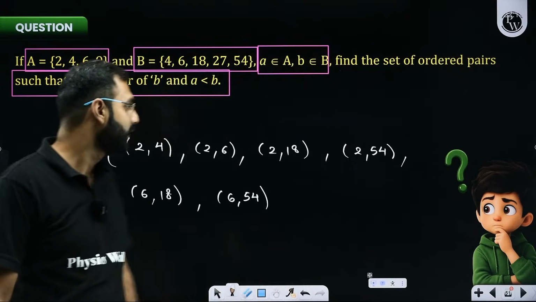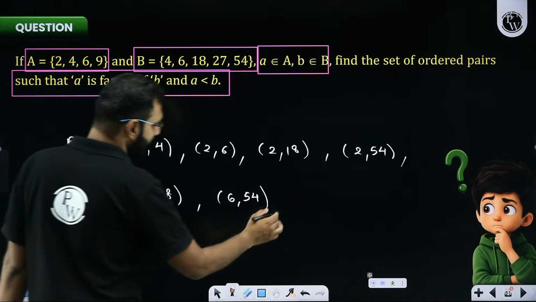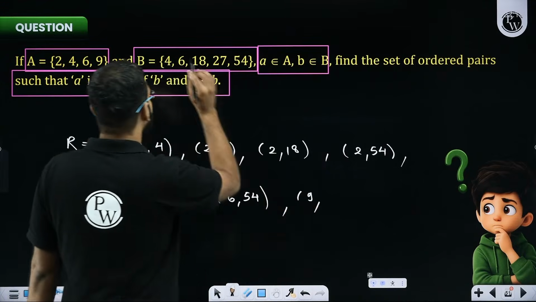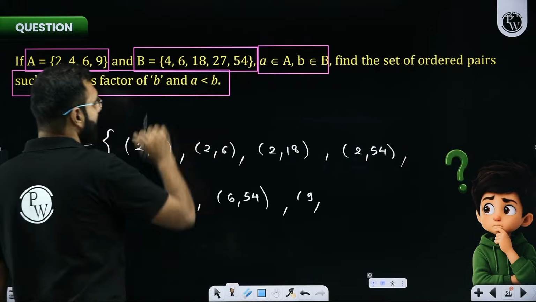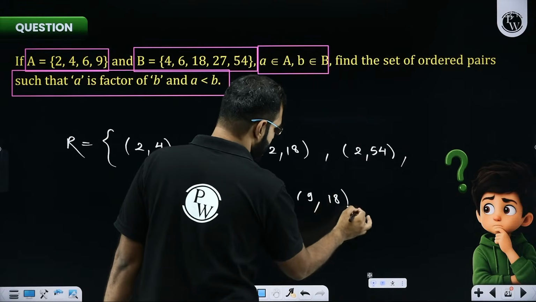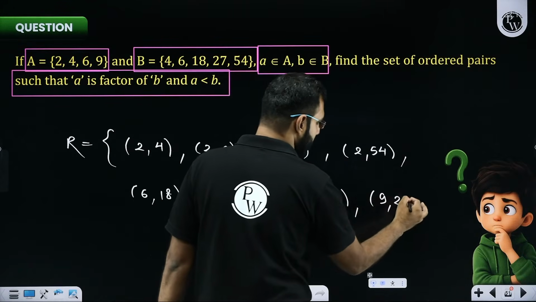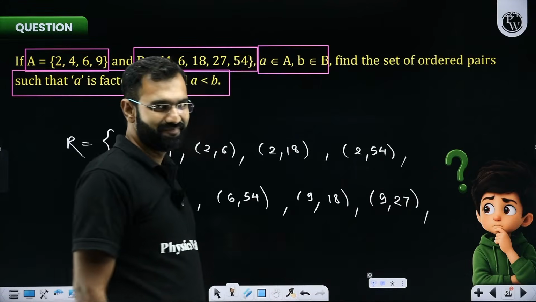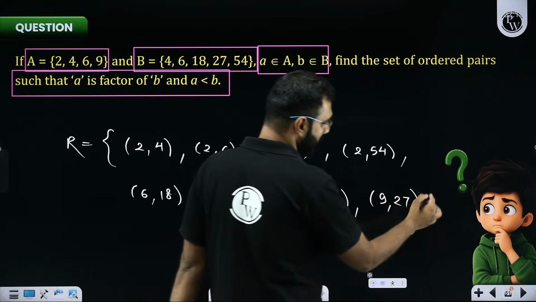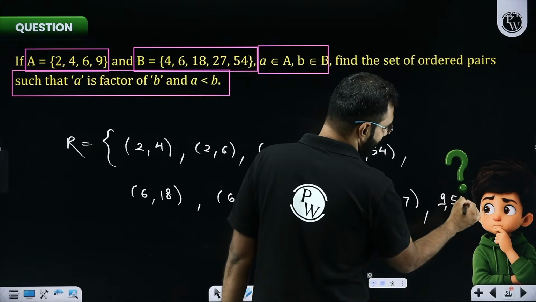Excellent. By the way, what about 9 now? What about 9 students? 9 comma 4, 6 doesn't make any sense. 9 comma 18, indeed. Yes or no? 9 comma 27, yes. And 9 comma 54, definitely, because 9 is dividing 54 very clearly.